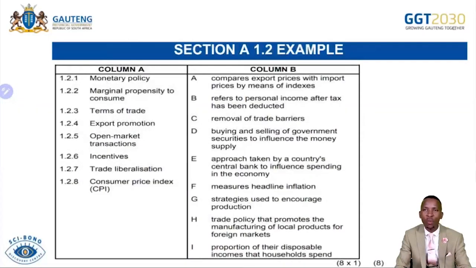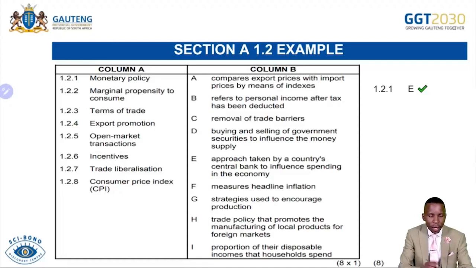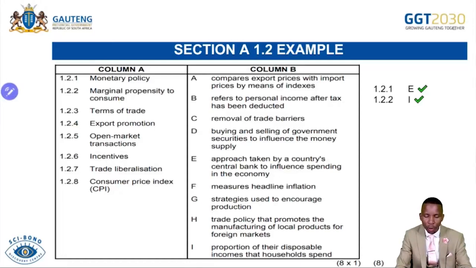It's highly possible that you can get 8 over 8 in there. And then we are given from 1.2.1 up to 1.2.8. So let's see. 1.2.1, it's E. So monetary policy, approach taken by the country's central bank to influence spending in the economy. It is indeed correct. And then we look at 1.2.2, it's I. Marginal propensity to consume, proportion of that disposable income that household spend.